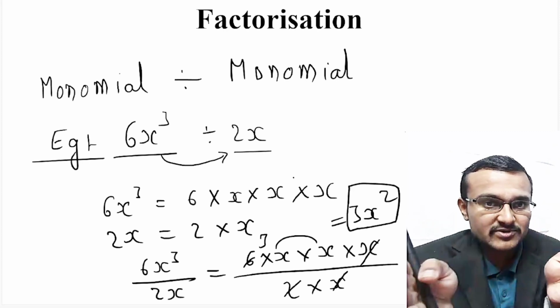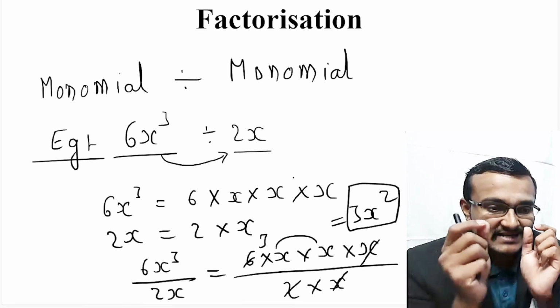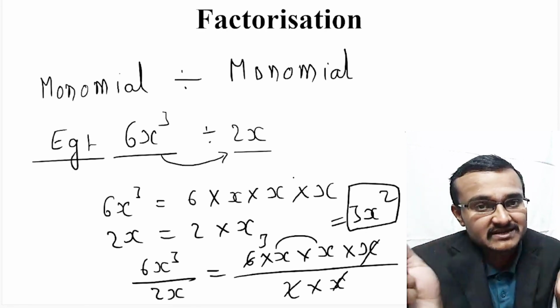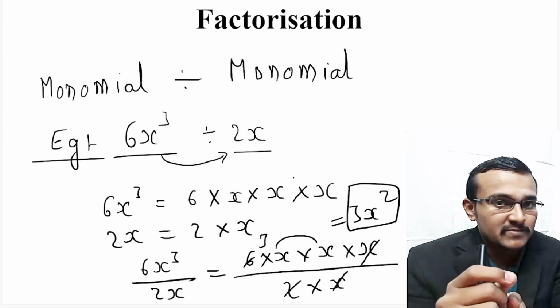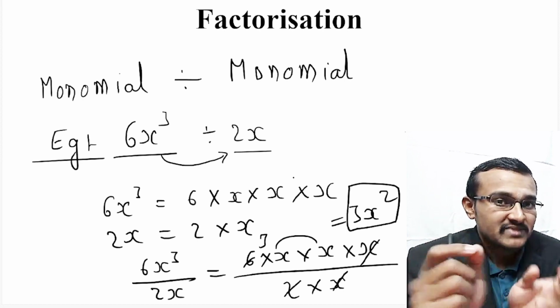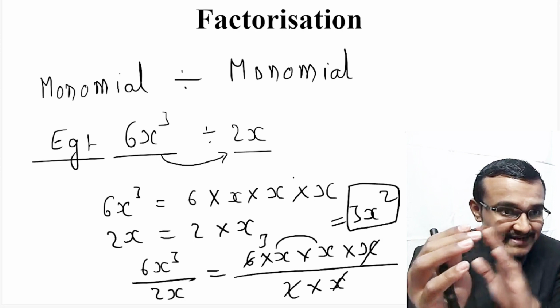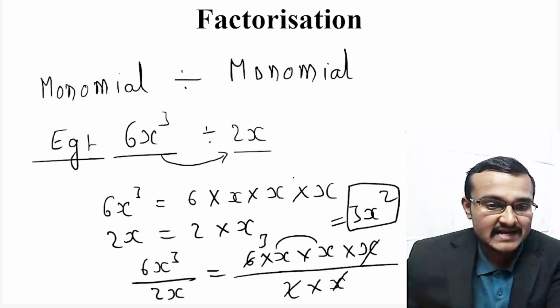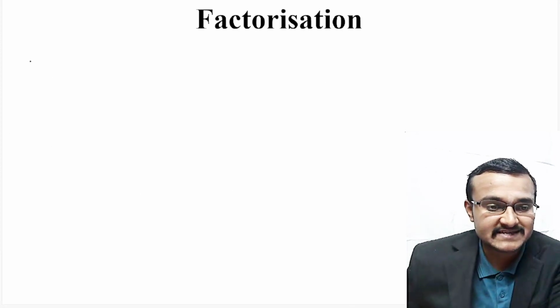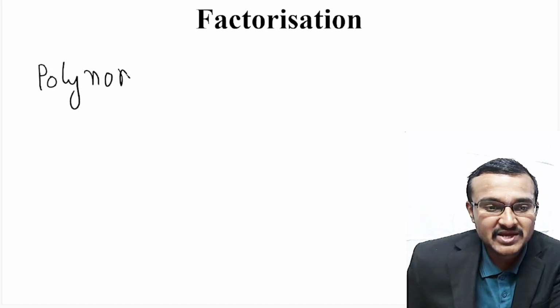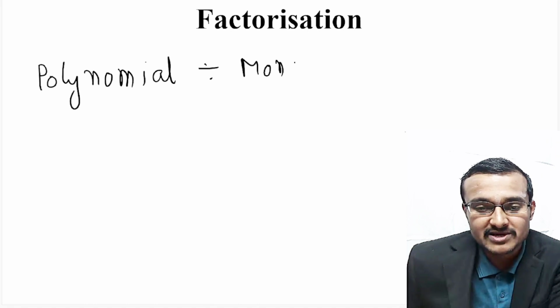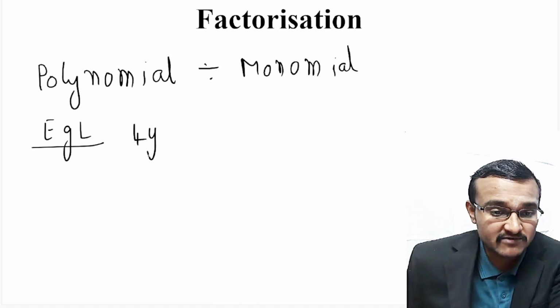So you should split that particular term and then see which all terms are there which you can cancel with the denominator. But if it is a binomial or if it is a trinomial, then you cannot straight away cancel. You should take common among all those terms. I'll explain that also in the next examples. So next we will look at polynomial divided by a monomial. Polynomial divided by monomial. So let us take one example.